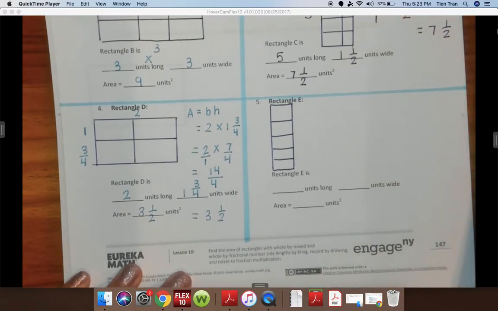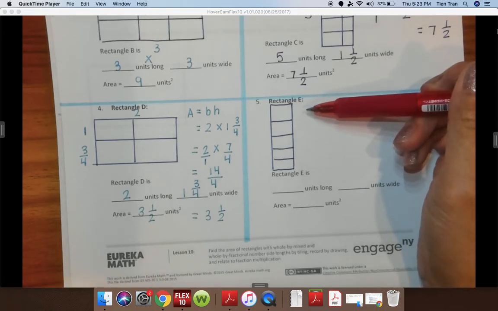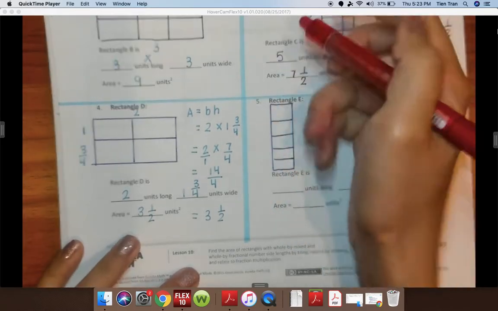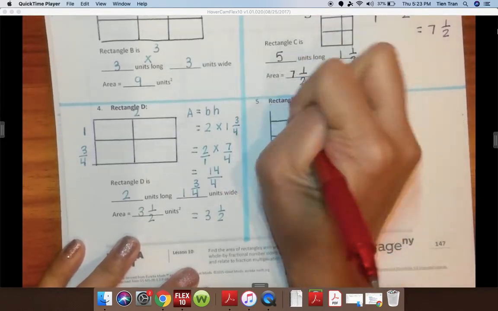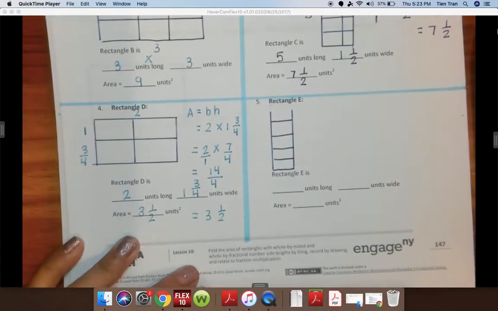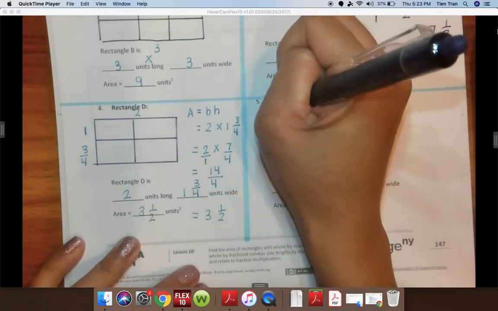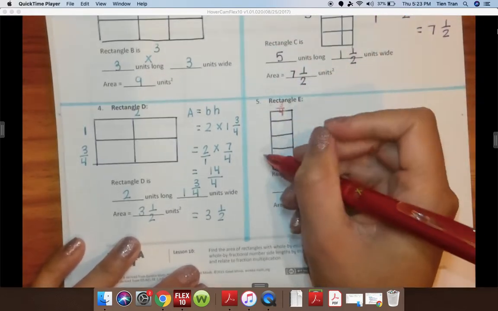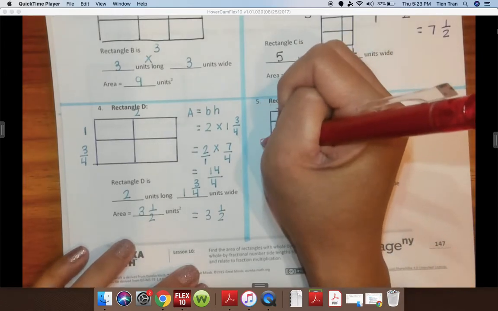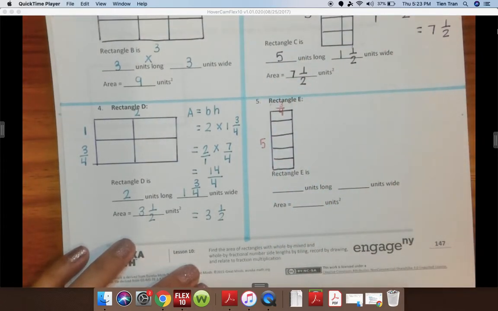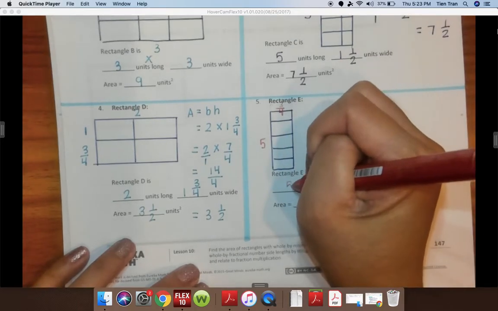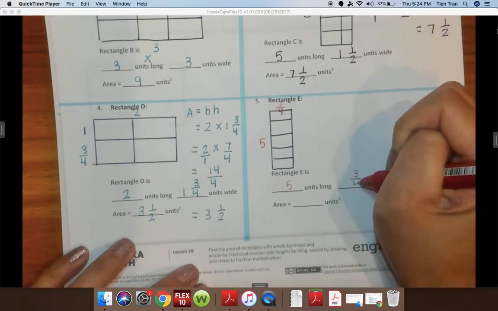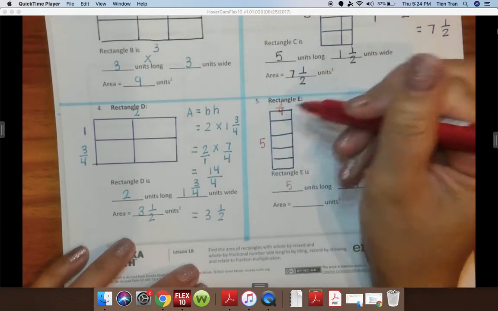Now, for my next problem, I have rectangle E. And with rectangle E, I have 3/4 at the top. Maybe I need to draw this a little shorter so I can actually write the number. I have 3/4 at the top, and on the side I have 5. Okay, so that's what I'm going to multiply. I have 5 units long, that's my height, and my base is 3/4 units wide. That's how wide it is.